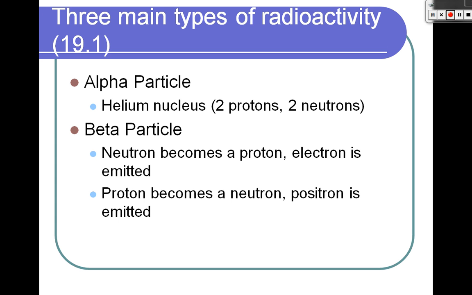And then obviously you have gained a proton, so your atomic number goes up 1. You can also have a proton becoming a neutron, and what's called a positron is emitted. And in that case, your atomic number would go down 1 because you've lost a proton.